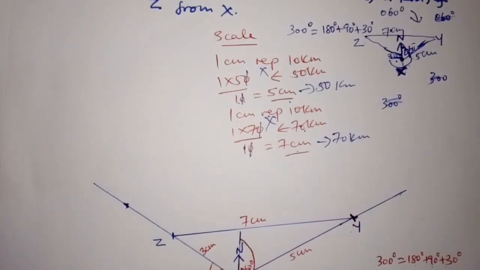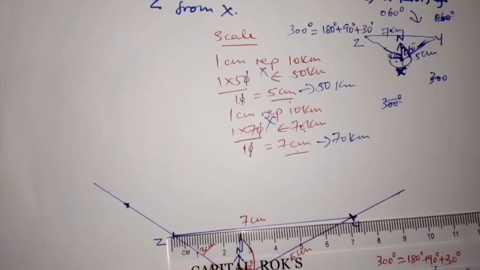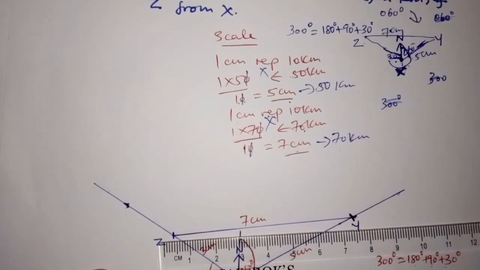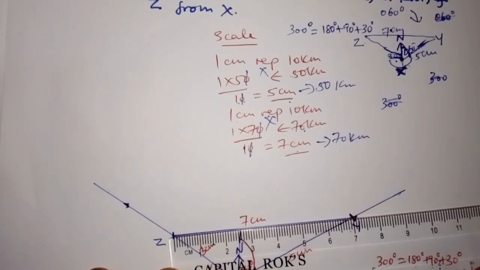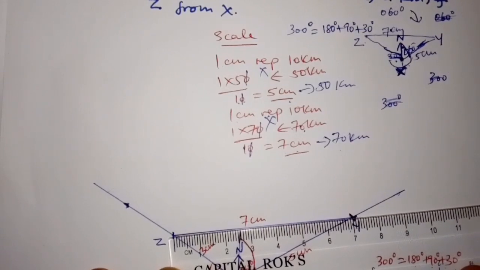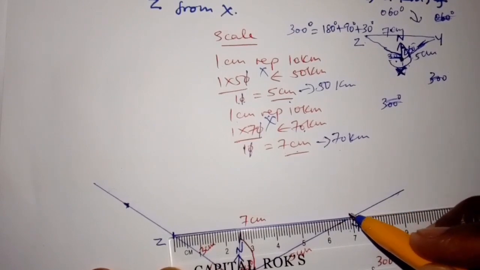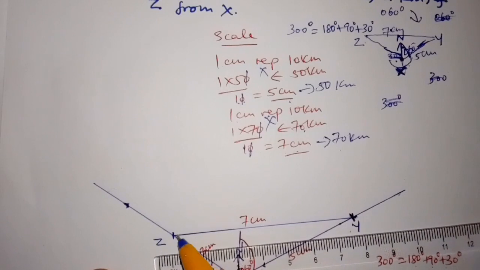So now we want to measure a distance of 7 centimeters from y. We use our ruler or our compasses. So we use the ruler here. This is 0, 1, 2, 3, 4, 5, 6, 7. Here we put a mark. So from here to here is 7 centimeters.